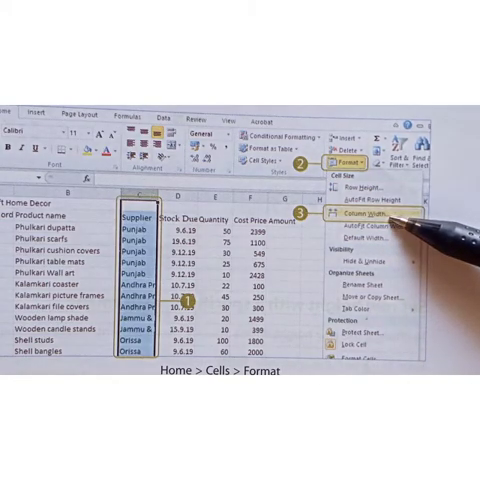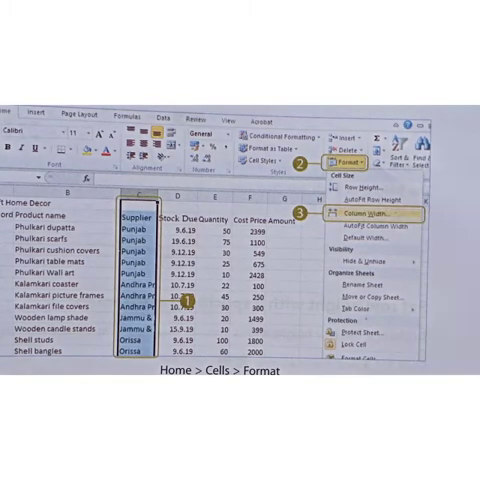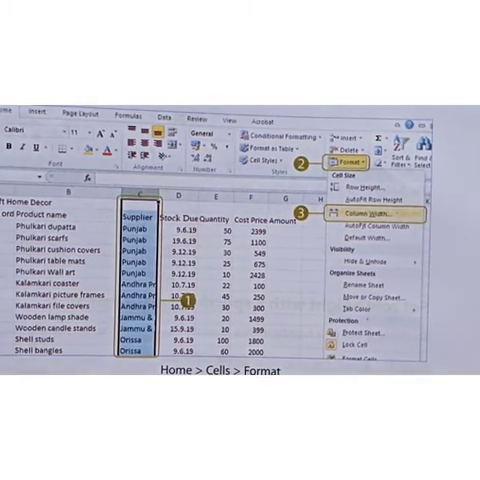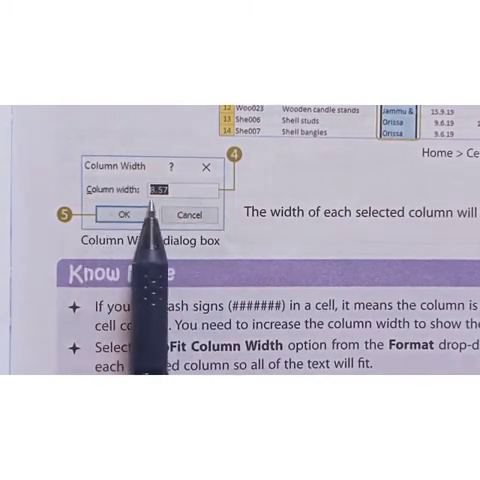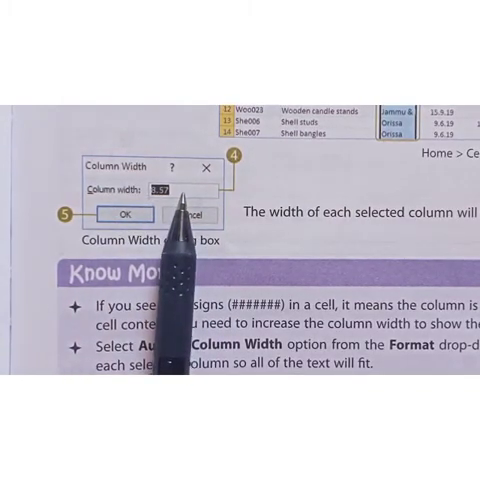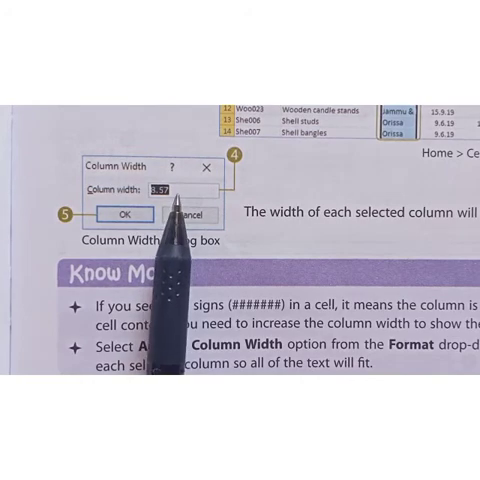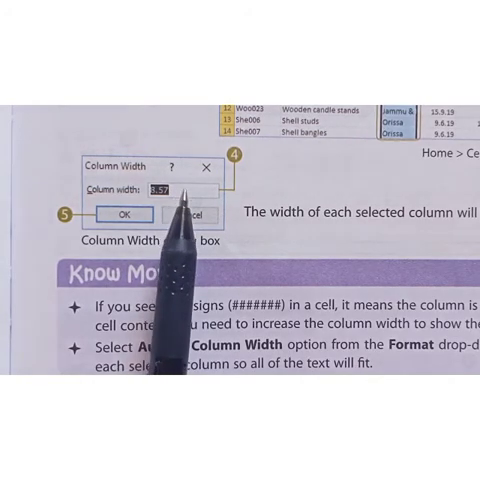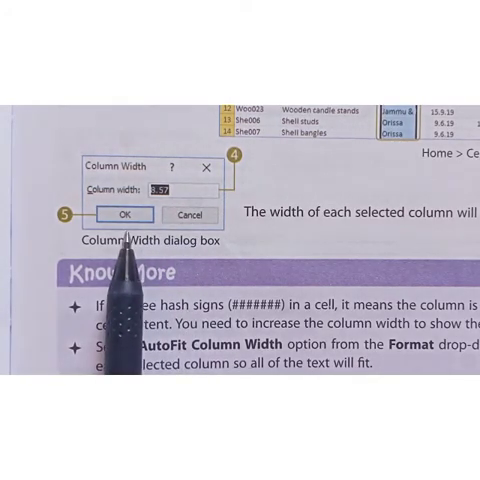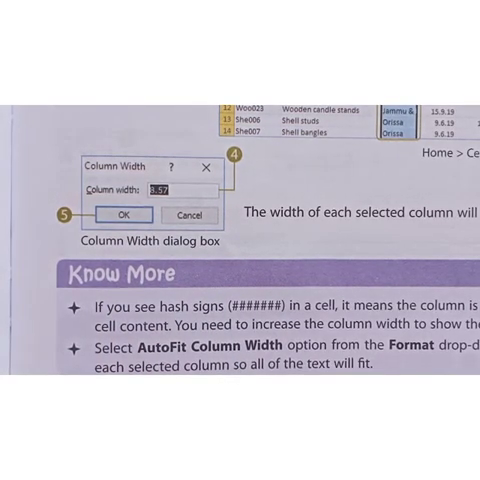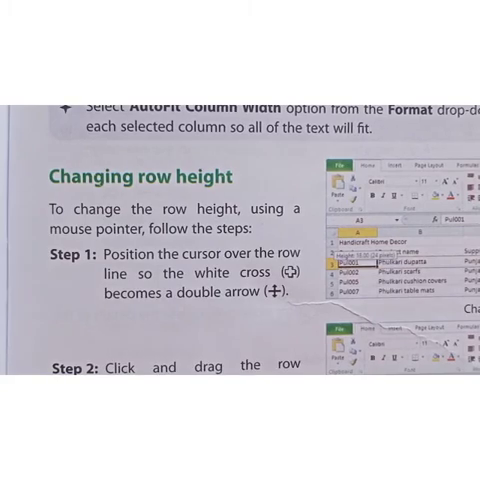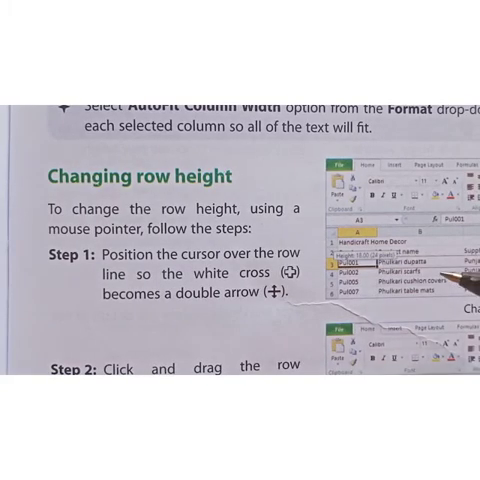When you click on column width, again you will be prompted with a dialog box. This dialog box looks like this, where it will ask you to enter the column width. So here you need to enter the column width. When you put the column width, click on OK, and the width of the column will get changed accordingly. For changing the row height also, we are going to follow the same procedure.